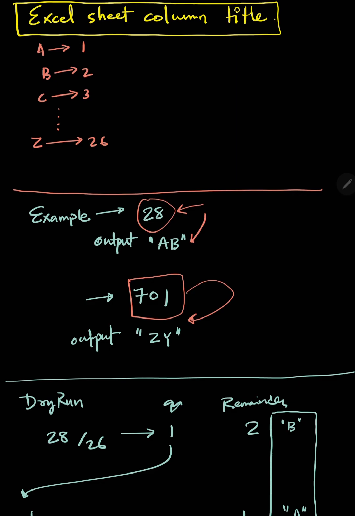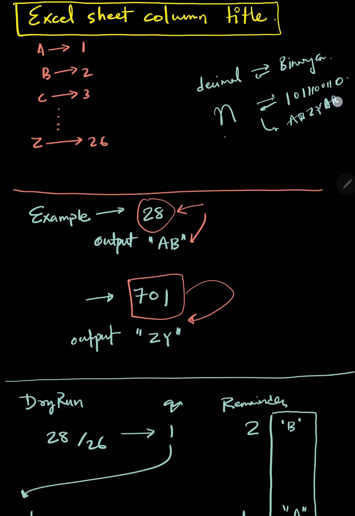Now, we'll see how this conversion goes, but usually this question is much similar to a normal decimal to binary conversion, where we have a certain number n and we have to convert it to 101, and so on, right? Here we have a decimal number n and we have to convert it to something like A, B, Z, Y. The question is much similar to that.